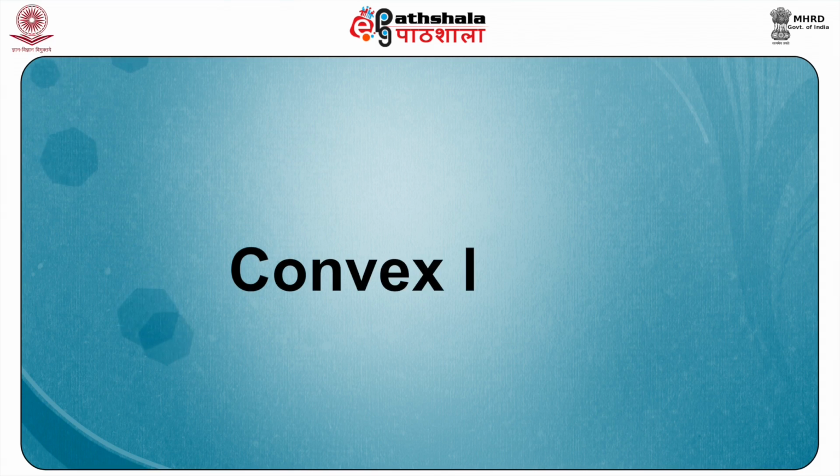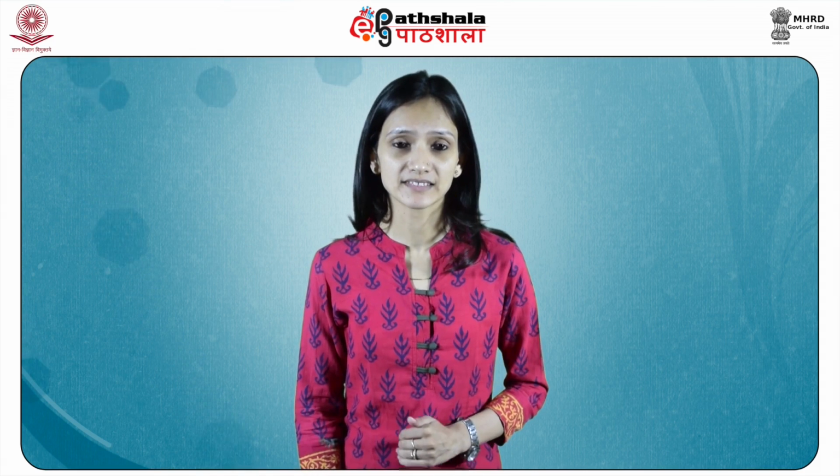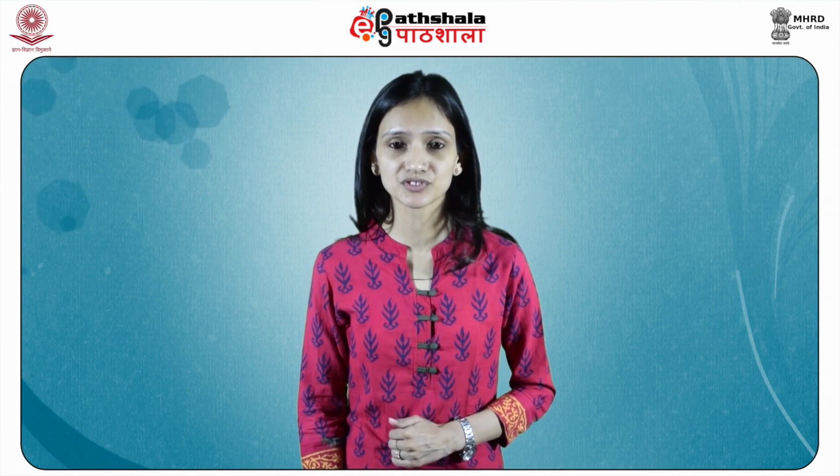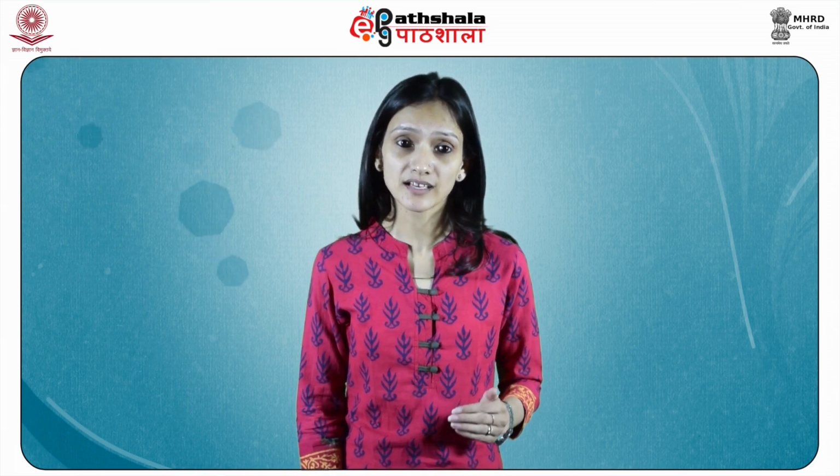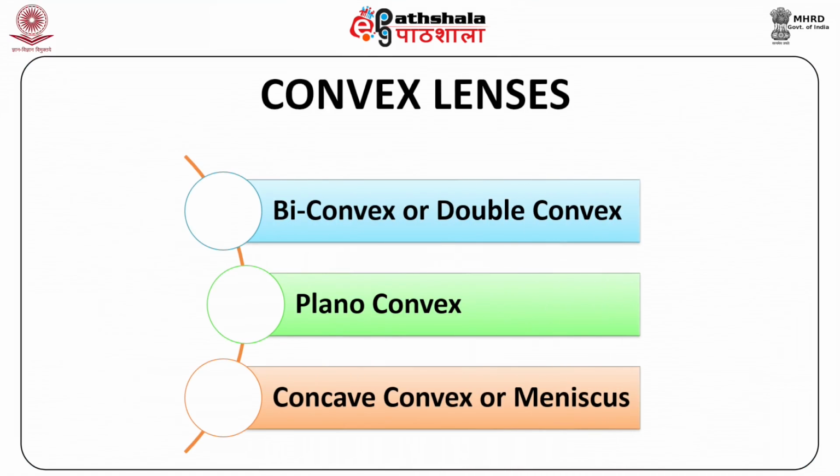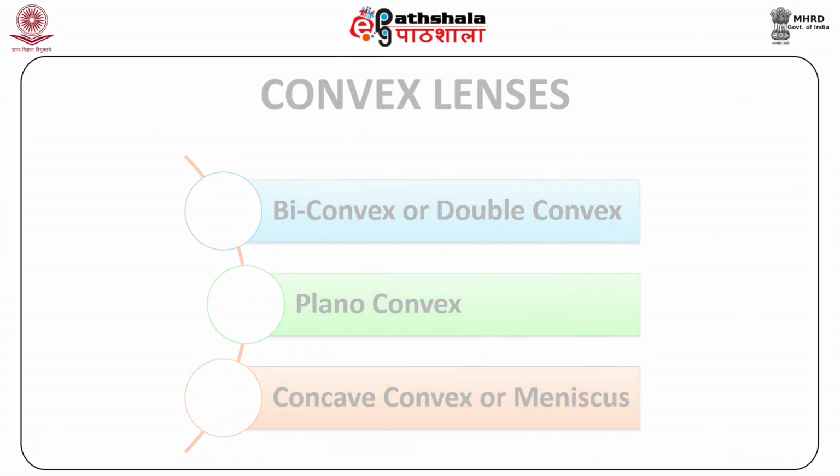First, the convex lens. This type of lens is thicker at the central portion and thinner at the peripheral portion. It casts a real image and so can be used to take photographs. Convex lens can be divided into three types: biconvex or double convex, plano-convex, and third is concave-convex or meniscus.